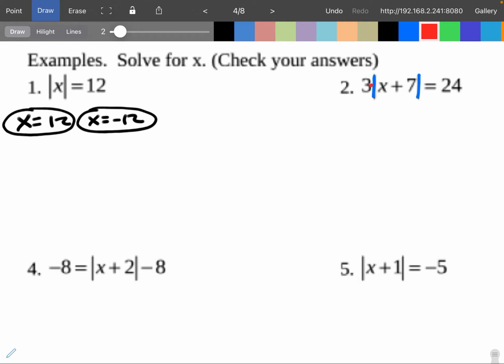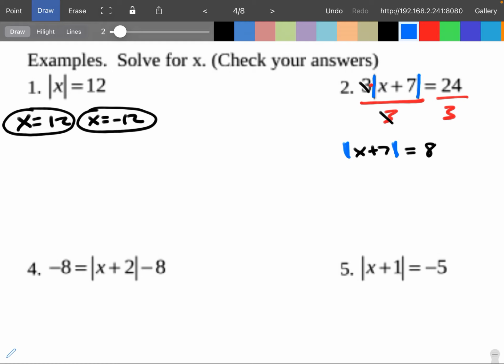All right, so how do I get rid of that 3, you guys? What's the opposite of multiplying by 3? Yeah, we're gonna divide by 3. So we are gonna divide this side by 3. And we're gonna divide this side by 3. And then because of that multiplication right there, now those 3's on the left, they're gonna cancel out like that. All right, 3 over 3, that's 1. So now I have the absolute value of x plus 7 equals 24 divided by 3, that's 8.